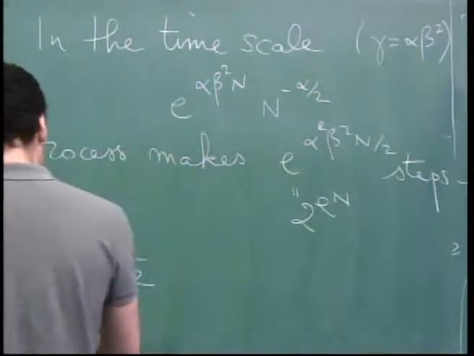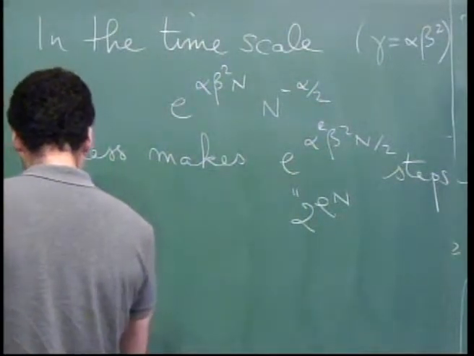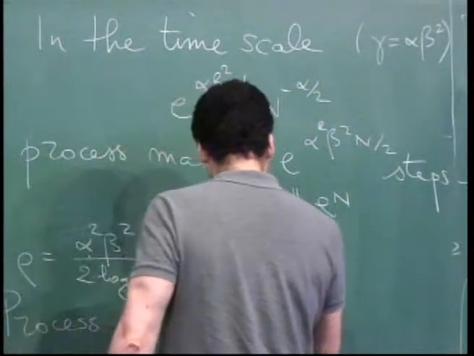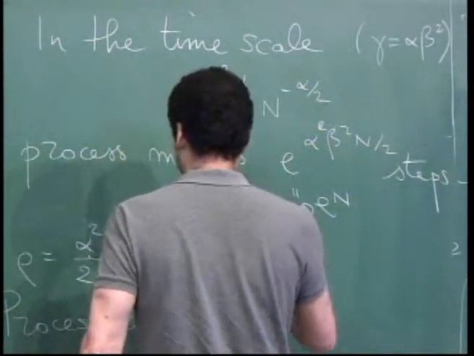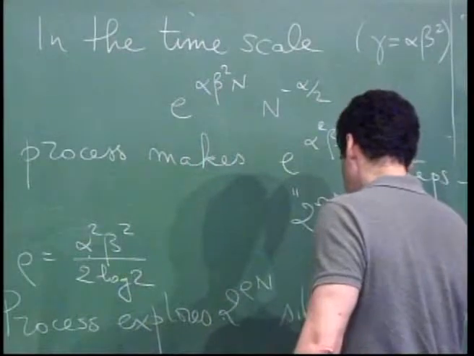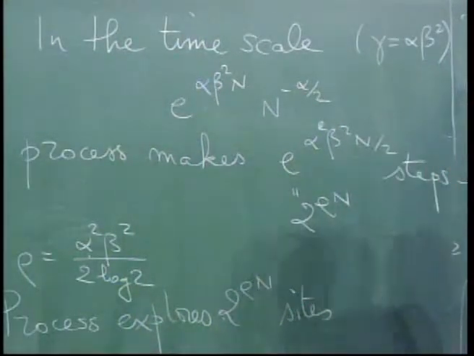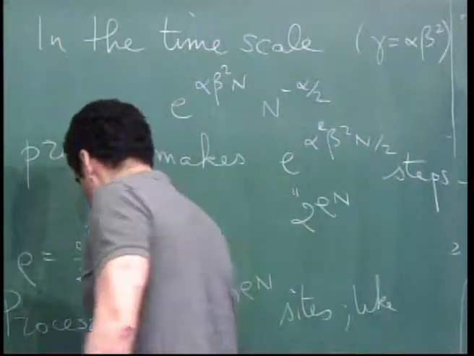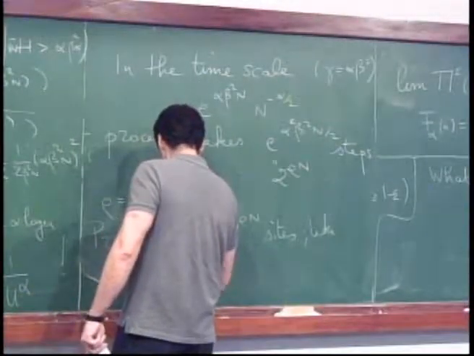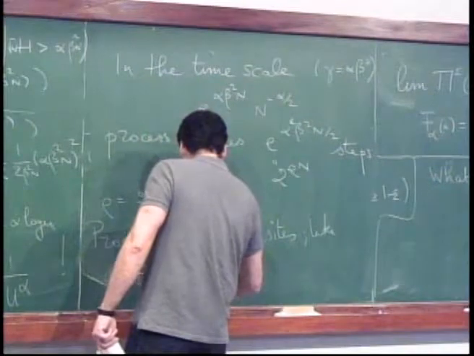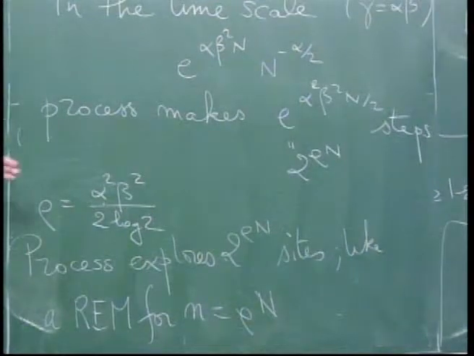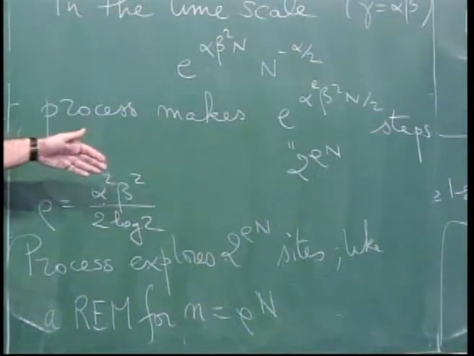So in fact, it means that the process explores 2 to the rho n sites. So it's like a REM at equilibrium, but for little n now, which is rho n. We're exploring much fewer sites than there are.